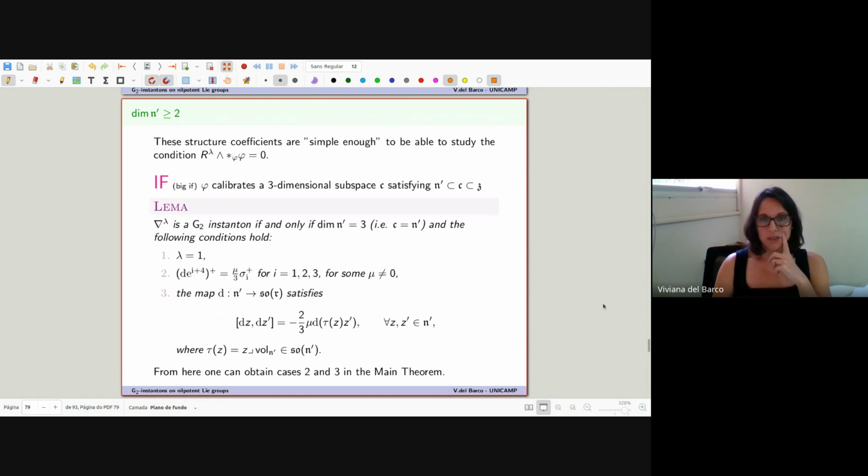That nabla is a G2 instanton if and only if the dimension of n prime is 3, and lambda is 1, the self-dual part coefficients are all the same, and you have this third condition, which will allow you to show the naturally reductive part, but also will allow you to classify the algebra, of course. And from here, you can obtain 2 and 3 in the main theorem.